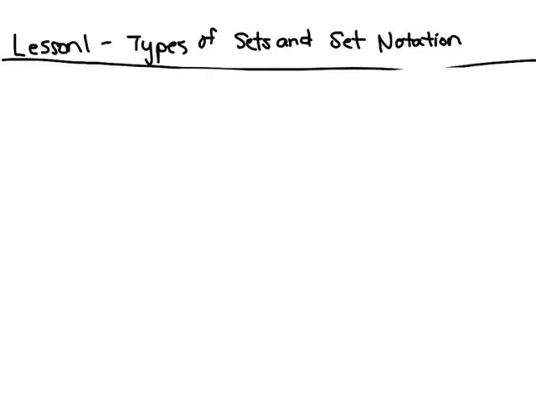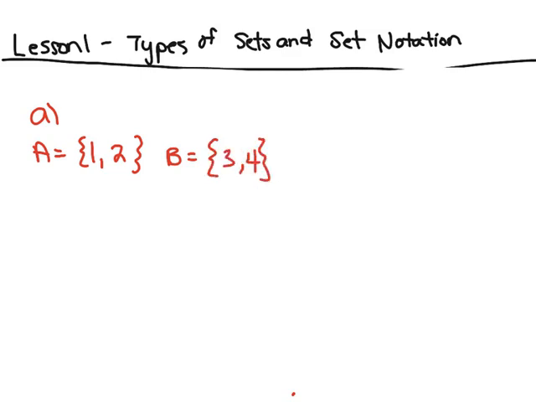Okay, a disjoint set is two sets that have absolutely nothing in common. So for example, if we made A equal to 1, 2, and B equal to 3, 4, they have nothing in common. So we would call them disjoint because no elements repeat.